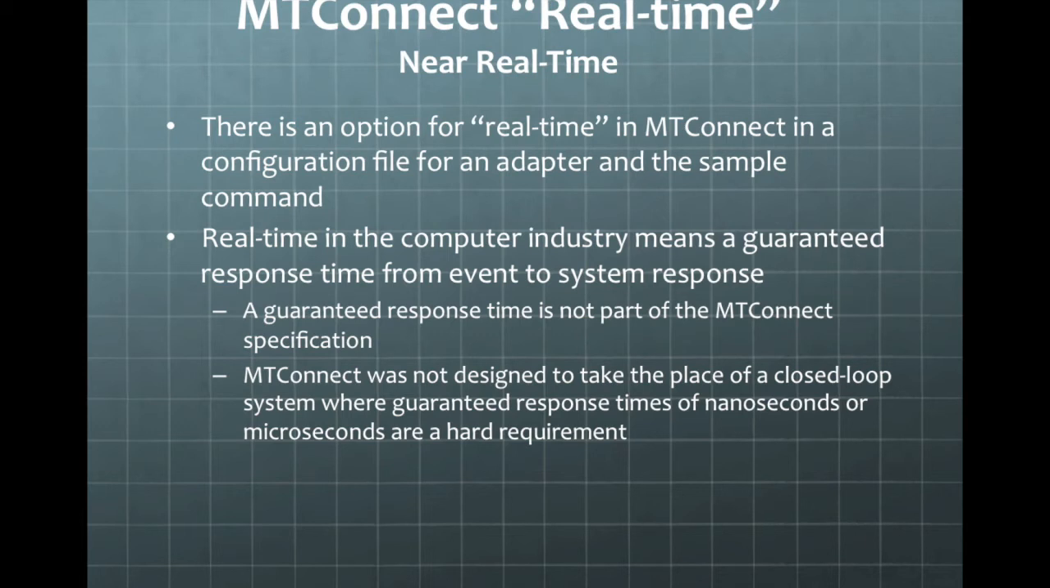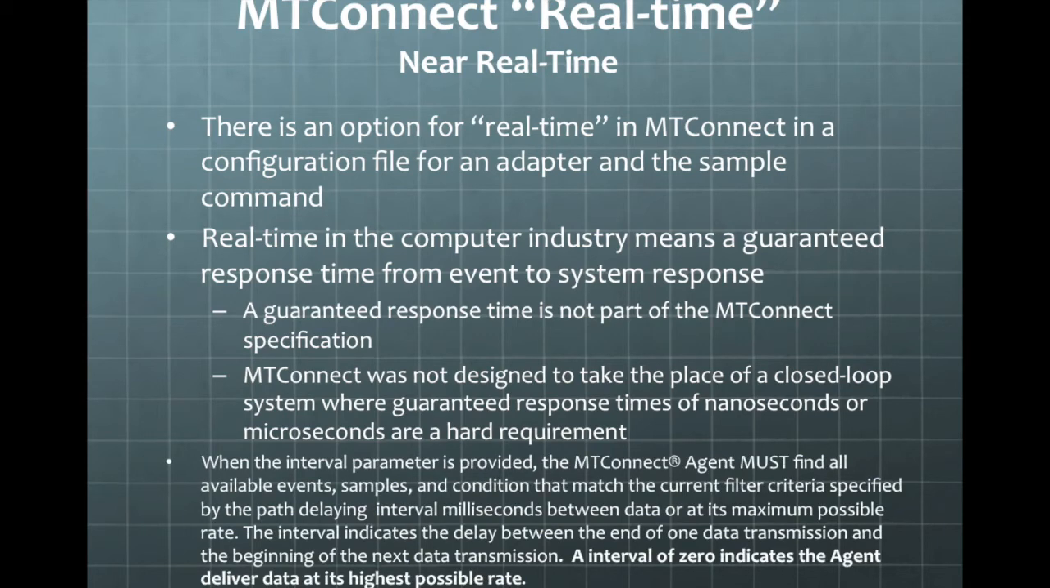The way to think about MTConnect is it's the Bluetooth for manufacturing to gather data on what different systems are doing, and it can do that at a very fast speed, but when someone starts talking to you about real-time, you really need to find out what they are referring to, because again, real-time is in the eye of the beholder. And this last bullet talks about the interval parameter that the MTConnect agent can have, which is defined in milliseconds, and an interval of 0 indicates the agent will deliver data at its highest possible rate.